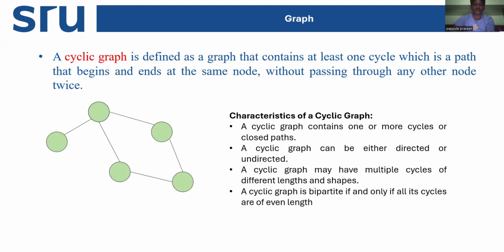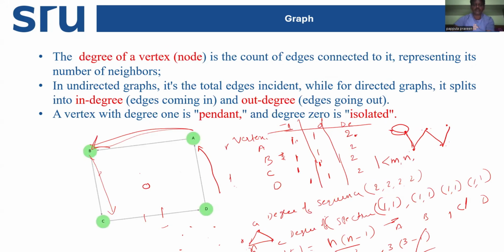In a cyclic graph, we have at least one cycle, where source equals destination. If you start with A and end with A, so V0 equals A and Vn equals A, that is called a cyclic graph. Cyclic graphs can be directed or undirected. Next is the degree, which we already discussed. Degree is in degree and out degree: degree equals in degree plus out degree.